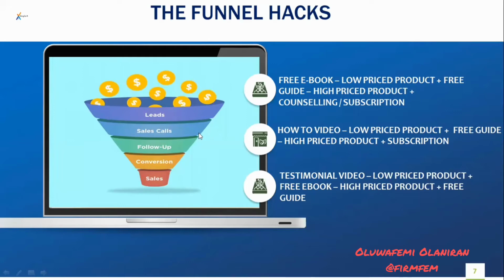So you can start with a free ebook. Then afterwards, you talk about your low price product plus another free guide, and your high price product plus maybe counseling and a subscription. If you do this, you have a very unique campaign, and you can use tools like Facebook to take people through a series of interactions before you sell your high-end product to them. You will see that this is way more effective than just running ads to your premium item, or just scattering all your offers to people.